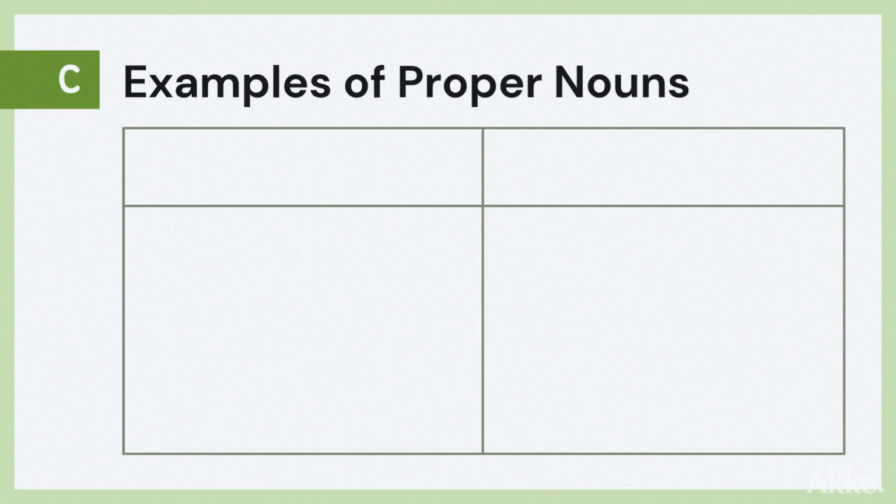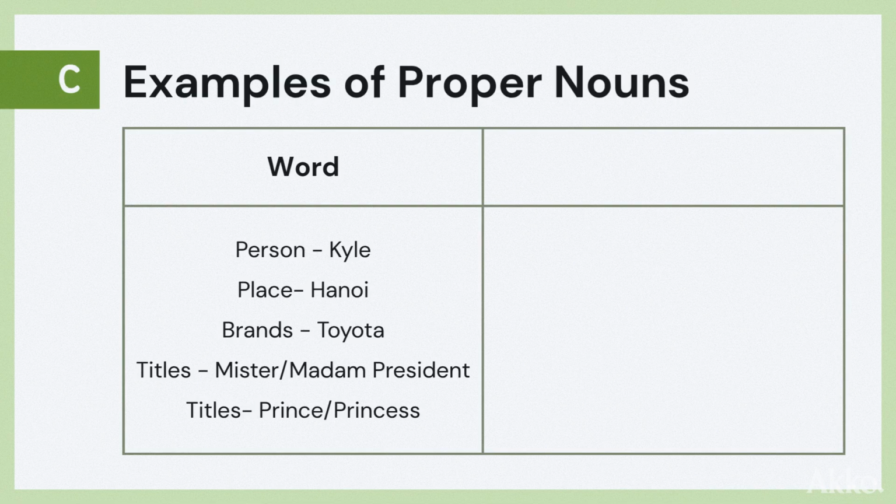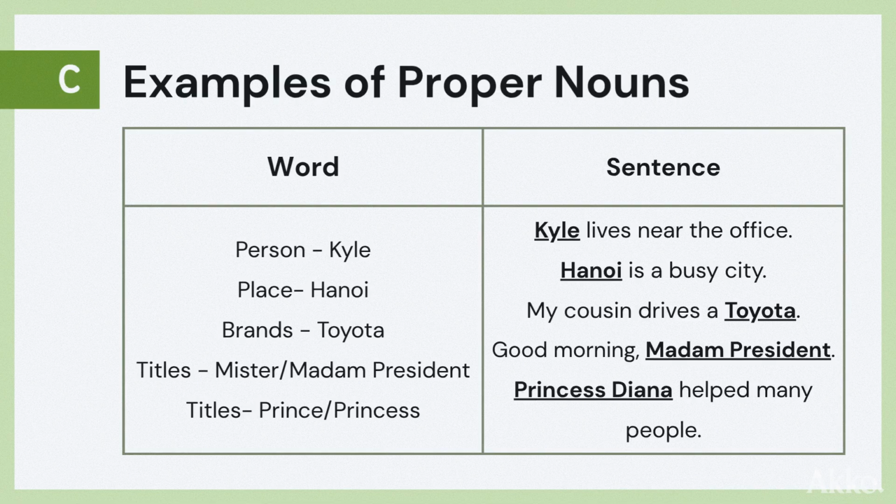Some examples are, for person, we have Kyle. Kyle lives near the office. A place, Hanoi. Hanoi is a busy city. We also have names of brands or organizations like Toyota. My cousin drives a Toyota. And included with titles or roles like Mr. or Madam President.